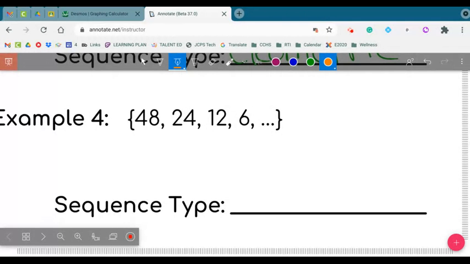But if you're like, oh, Mrs. Gilbert, I know that I'm dividing each time, well, if you can figure out what you're dividing by, so if you do 48 divided by 24 and you say, oh, I'm dividing by 2 each time, dividing by 2 is the same as multiplying by 1/2, you guys. So if you can tell what you're dividing by, just put it into a fraction, so 1/2. If you were dividing by 3, you would be multiplying by 1/3. So since you're multiplying by 1/2, this is geometric.